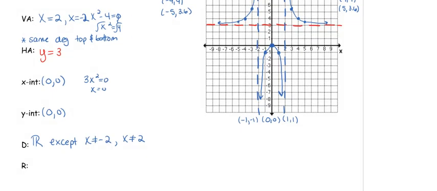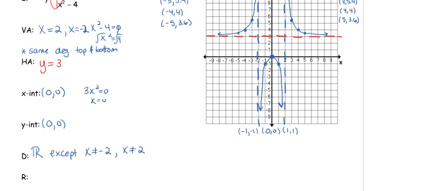Then we go to our range. Our range's focus is on that movement up and down. So what y values can't there be? We've got that top part of the graph. Everything is going to be above 3. So this is all real numbers where y is above 3. It's not equal to 3 because that's my asymptote.